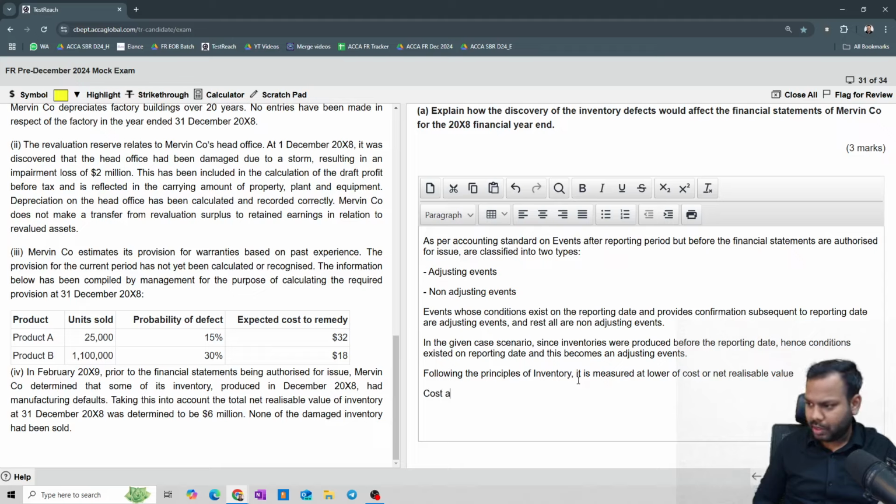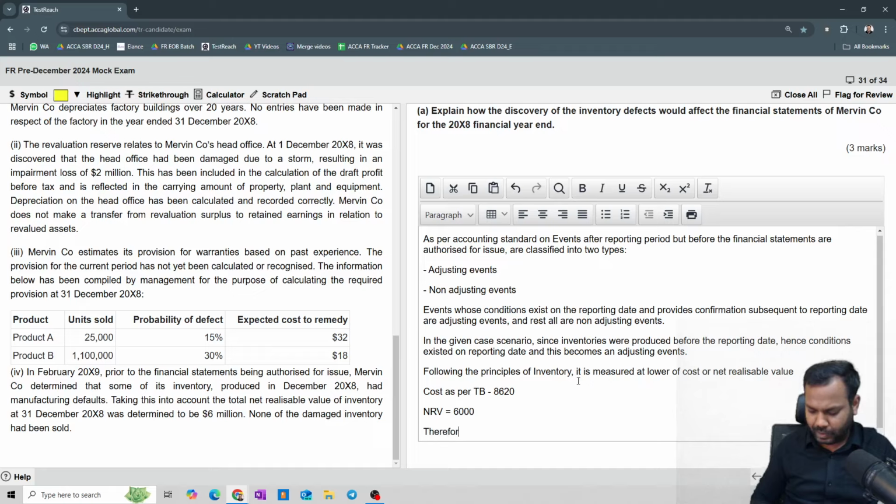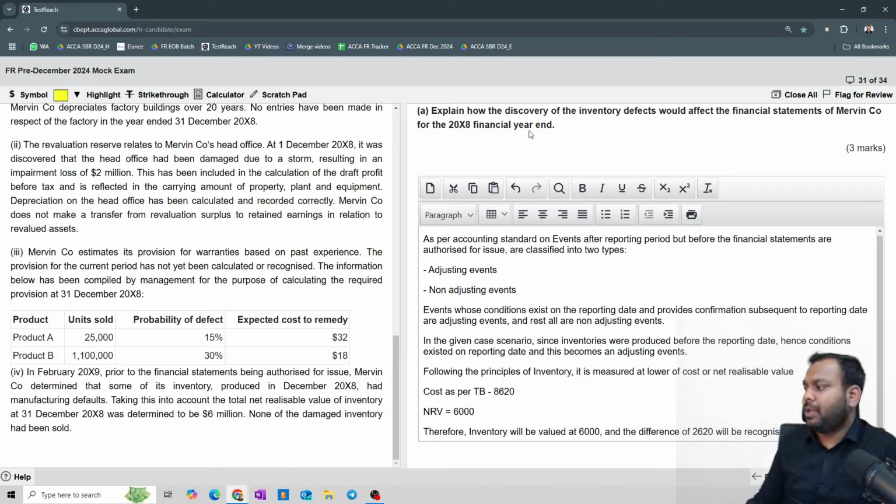Cost as per the trial balance is 8620 and NRV is equal to 6000. Therefore inventory will be valued at 6000 and the difference of 2620 will be recognized in P&L. So this is what you have to write. Tell me, is that clear, everyone?